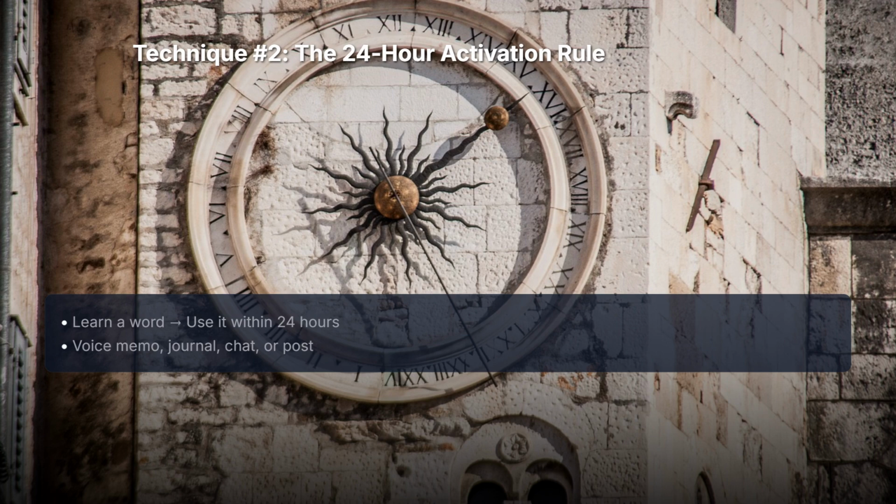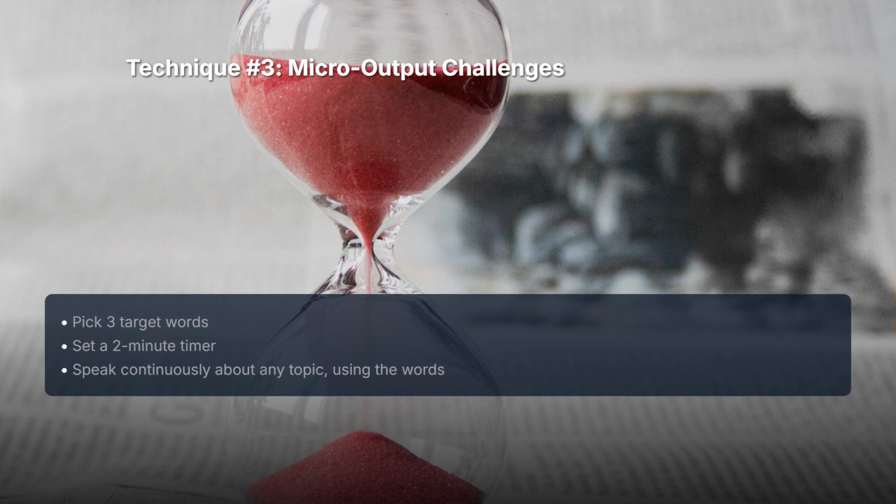Make the moment happen. Technique number 3, micro-output challenges. You don't need hours. You need 2 minutes. Pick 3 target words. Set a timer. And speak continuously about any topic, weaving those words in naturally. Don't stop for perfection. Just flow. For example, pick flexible, bottleneck, and streamline. Talk about fixing your morning routine.